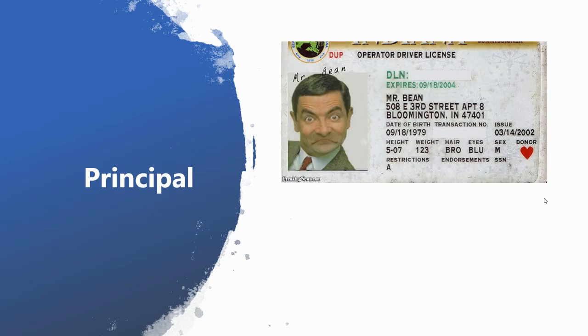So if a car is the SQL Server, then Mr. Bean is a principal here because he is driving the car, or you can say he is using the car to go from point A to point B. And in the case of self-driven cars, the autopilot process is the driver or principal.